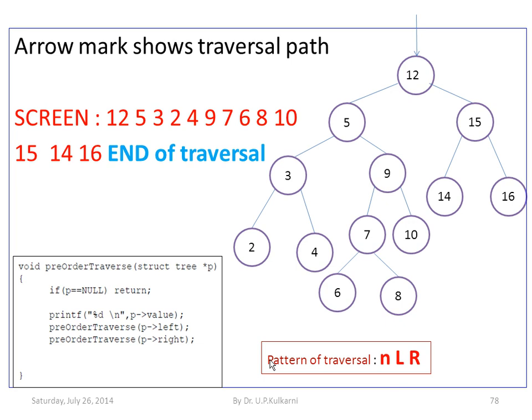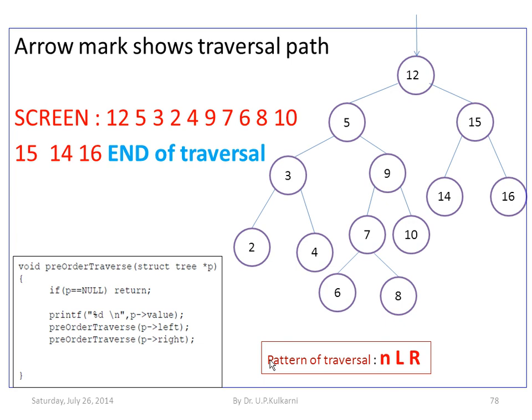So here, the traversal pattern is, here again root is passed as a parameter. If P equal to null, return. Otherwise, print the value of that node first, then pre-order traversal of the same thing with the left node as a parameter, then right, recursive call. Just make a comparison of this pre-order traversal sequence with the in-order which we saw just now.